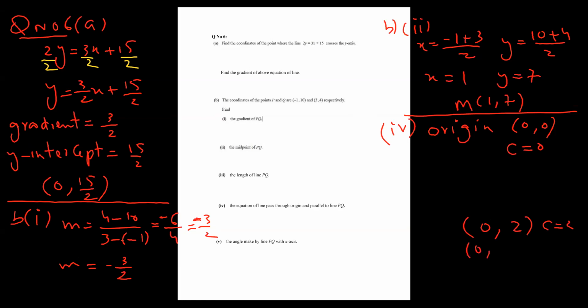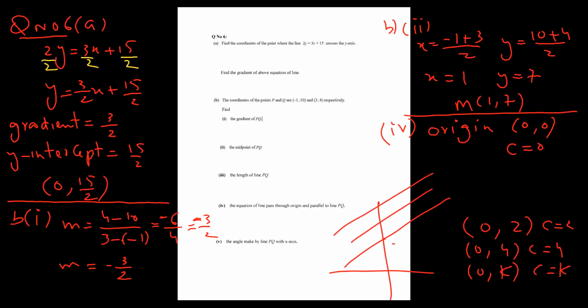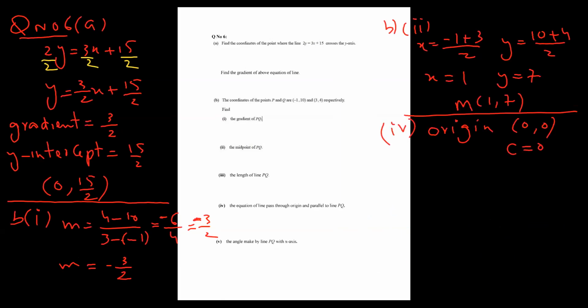But if x is 0, y is 4, then c is 4. If x is 0, y is k, then c is k. Because when the line cuts the y-axis, these values are c's: this value, this and this. And on the y-axis, x is always 0, that is why. So in this kind of situation, whether you work it out or not, you can write directly. And what is the gradient? We have negative 3 by 2, which we already have here. And my answer is y is equal to mx plus c. You write this 0 or you don't write this 0, no issue. So it means the same answer.